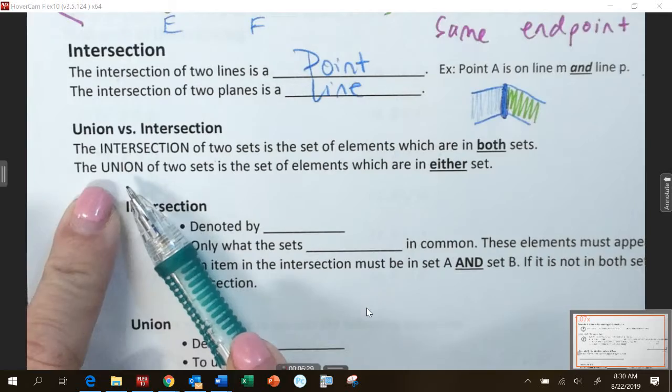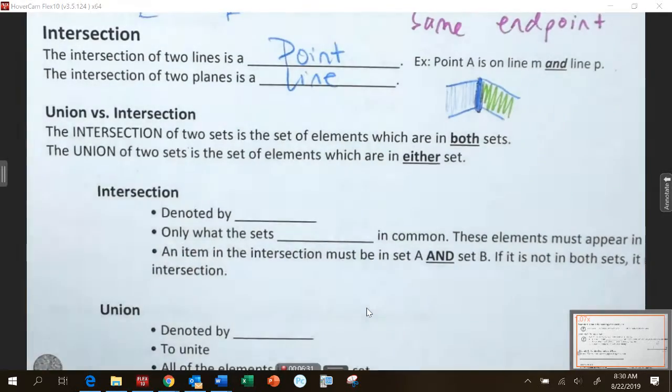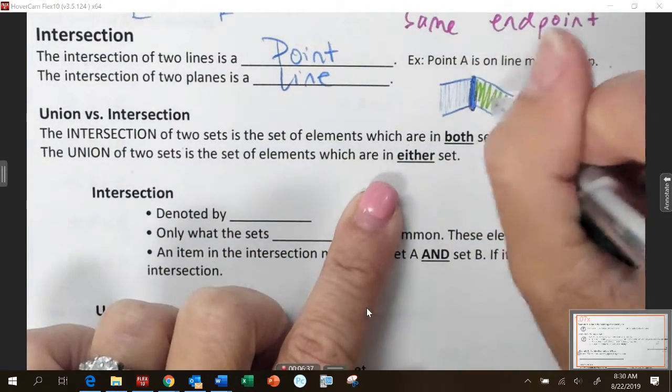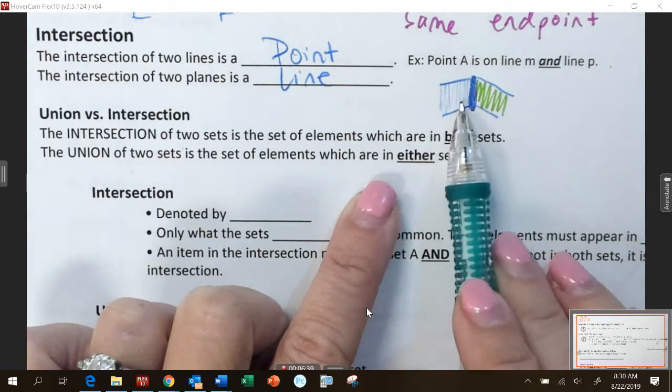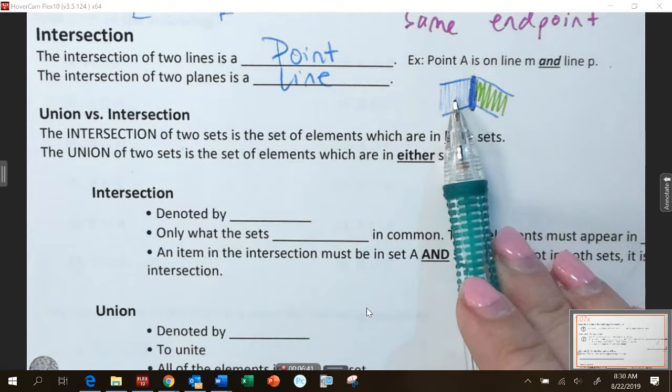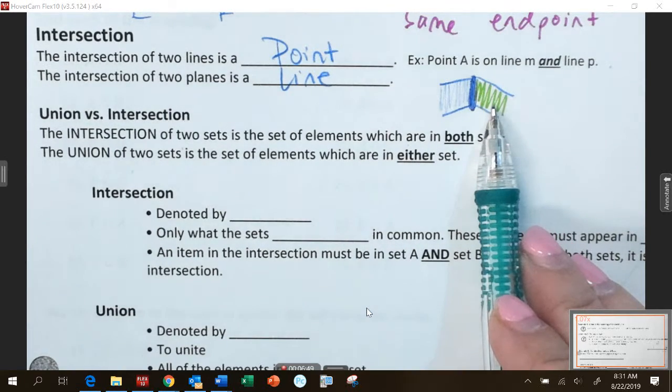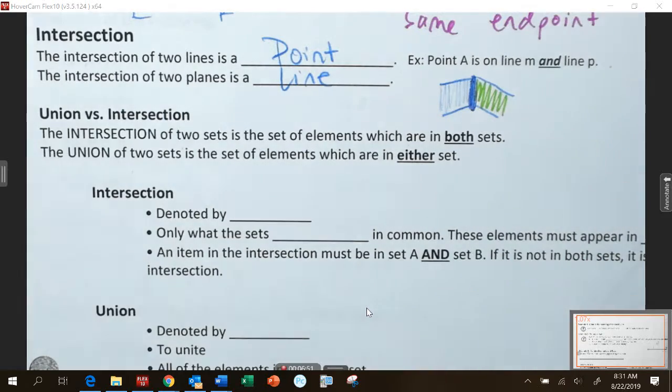The word union is like joining two things together. So the union of two sets would be anything that's in either set. So if I'm talking about the union of this wall, the one that's by the door, and the wall that has the board on it, the union is going to be both walls together. Like it's going to include everything.